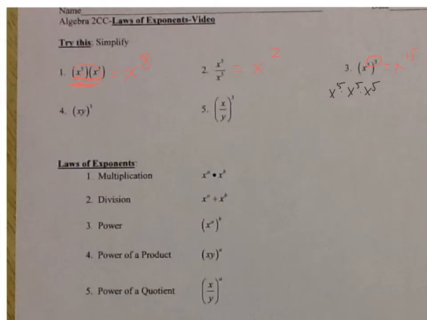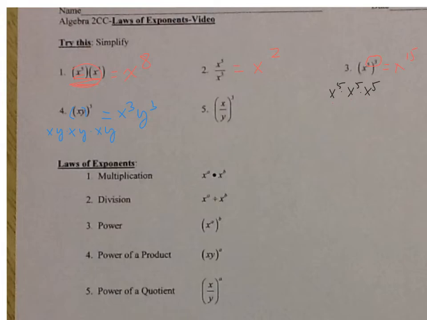All right, so now let's take a look at 4. I have xy in parentheses raised to the 3rd power. So that's xy times xy times xy. So I have x times x times x, which is x to the 3rd, and y times y times y, which is y to the 3rd. So when the whole thing in parentheses is raised to the power, you have to make sure that it goes to each one on the inside.